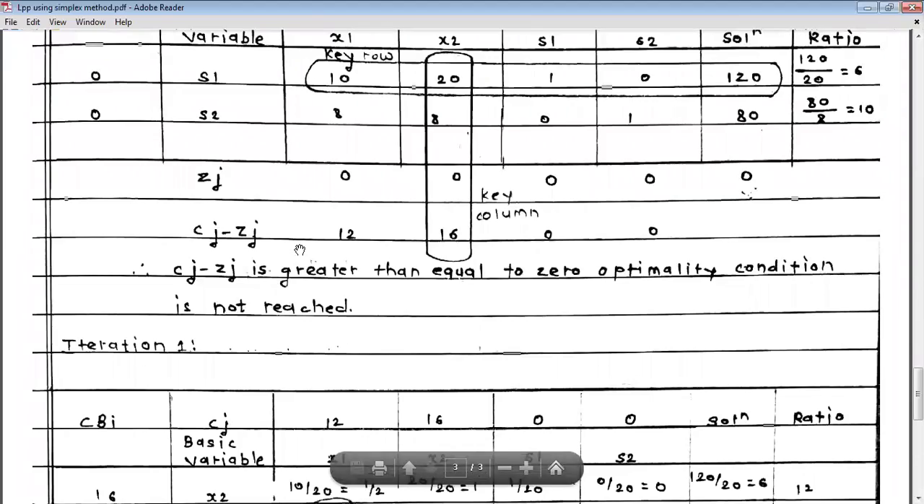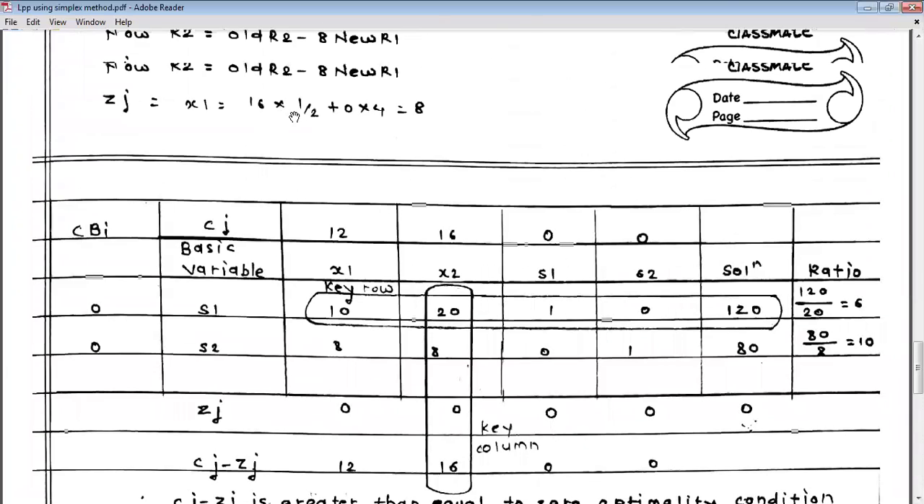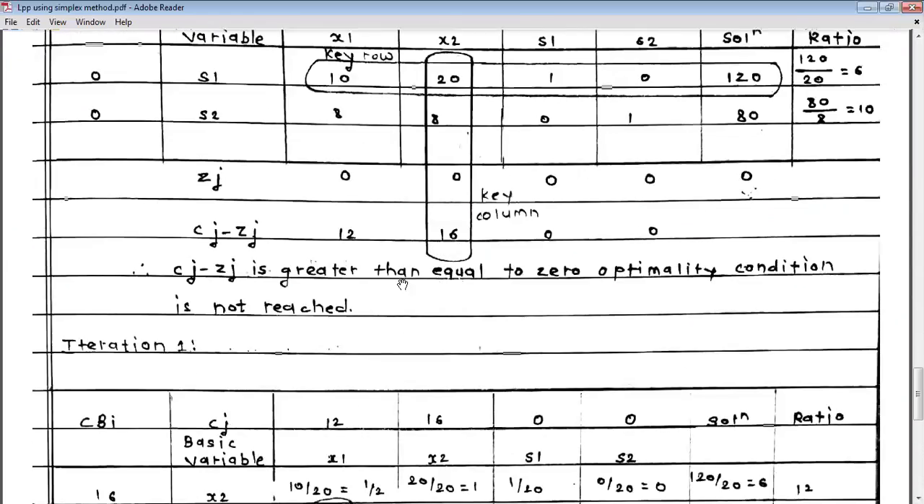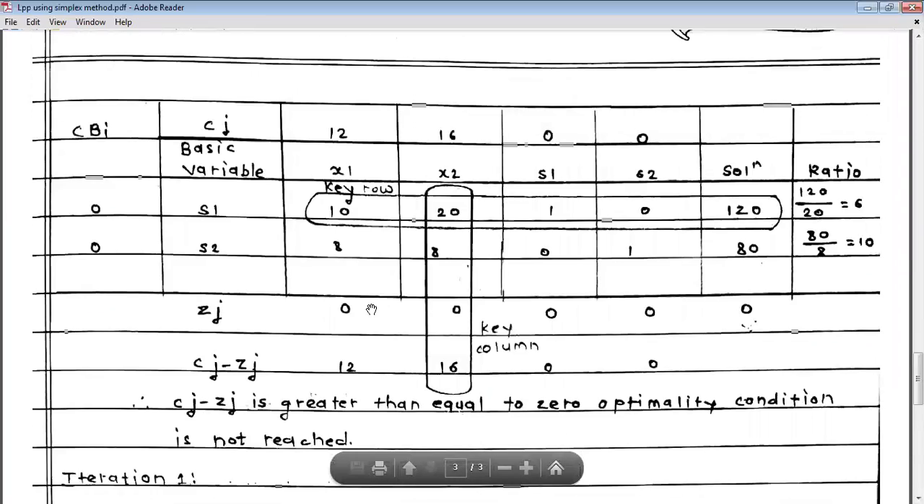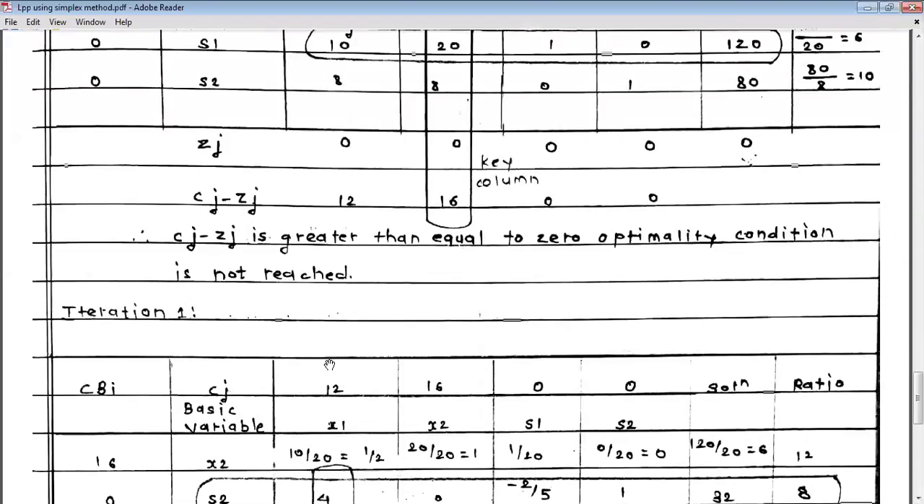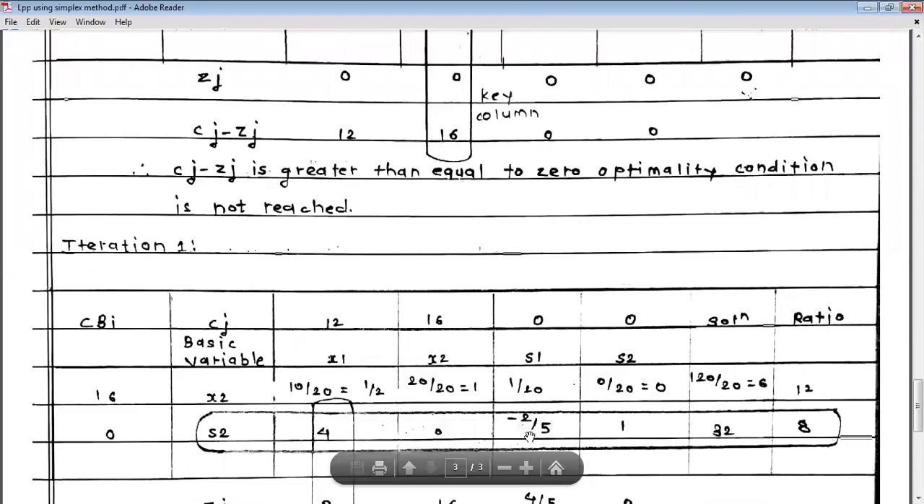So if you see the step, first one, old R1 value is 8. Don't consider this formula, just consider the old R2 value here is 8 minus 8 into new R1. So what is the new R1 value here? 1 by 2. So 8 into 1 by 2 will be 4. So 8 minus 4 will be 4. So you'll be getting this value as 4. In a similar manner, you'll be getting the remaining values.